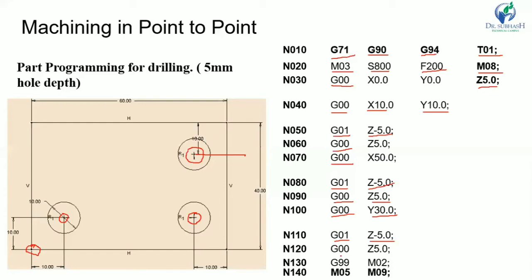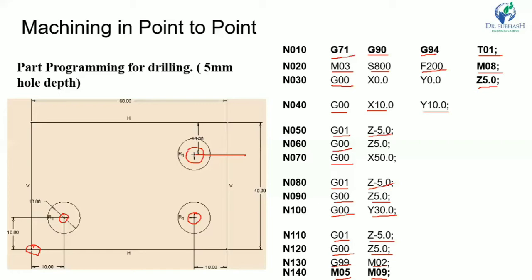Then G00 Z5, the tool will go upward. Then G99, M02 program stop, then coolant off and M05. So by this way you can drill the hole.